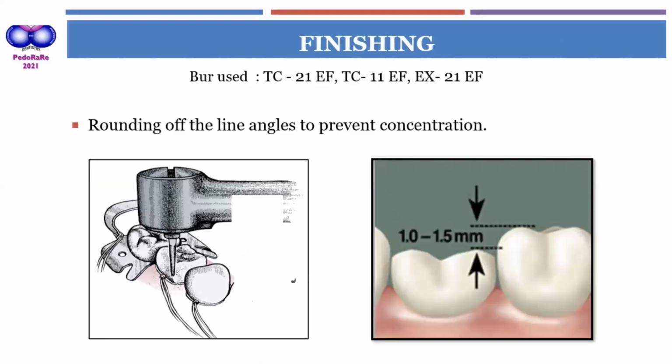Now coming to the finishing, once you prepare the occlusal, the proximal, and any buccal and lingual reduction, then you need to finish it. I have already told you, use a TC21 or 11 or 20, or EX21. Now what you're supposed to do is round off all the line angles, because otherwise in that area you will end up having problems. So you will prevent stress concentration.